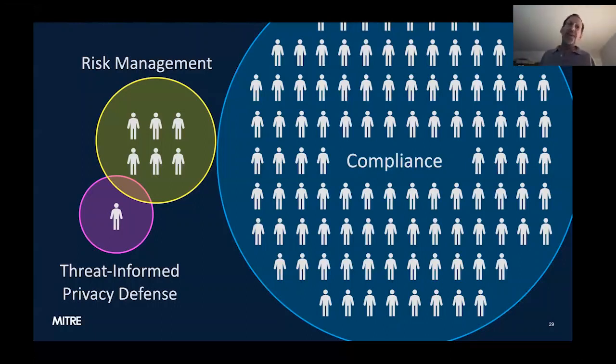A minority will be trying to do something closer to risk management, and an even smaller minority is going to be trying to do threat-informed privacy defense. And with Panoptic, we're just trying to move that needle. We're not deluding ourselves that we're going to change this all overnight or result in wholesale changes. We're just trying to move things along toward a better state of practice.